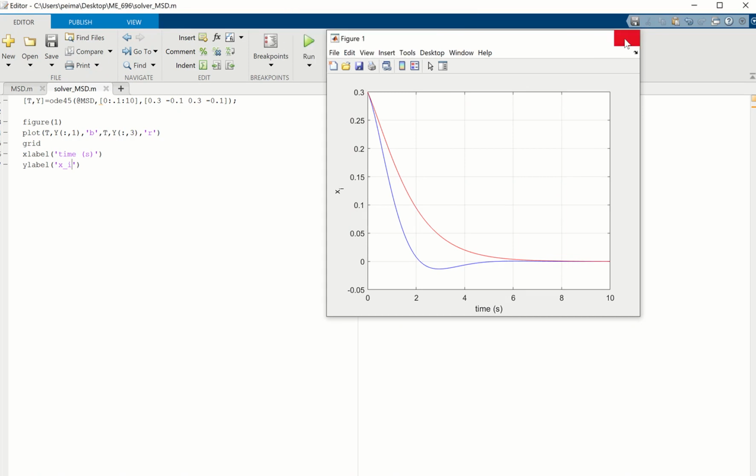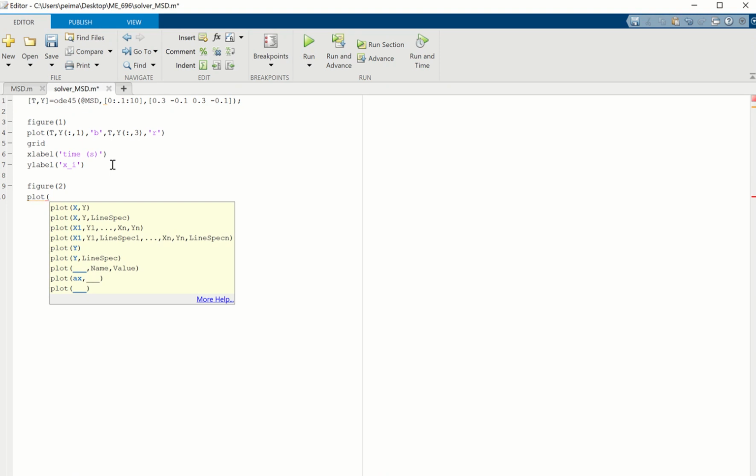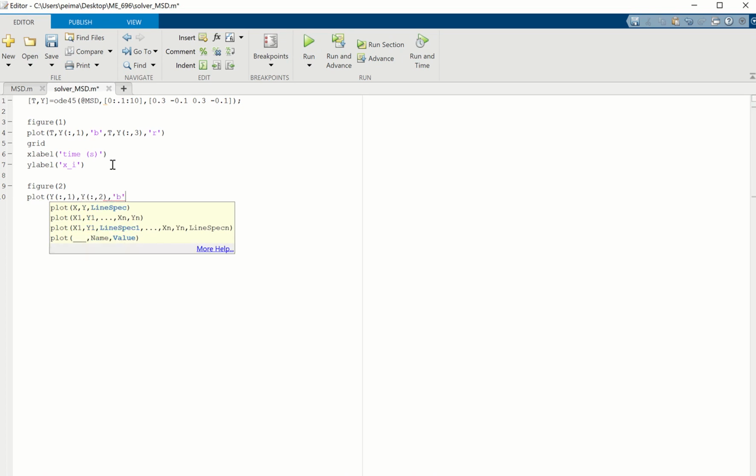Understood? So if I want to plot the phase portrait, you have to know this. Phase portrait means you plot, as I taught you, the velocity of the system versus the displacement of the system, or the rate of temperature versus temperature, or the rate of pressure versus pressure. So you have to say plot y1 versus y2. So the x-axis is x and x dot, and this is blue.